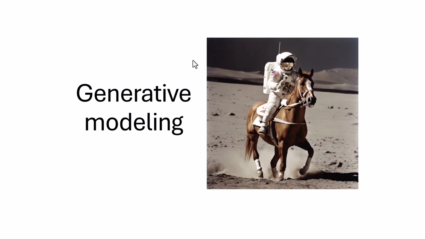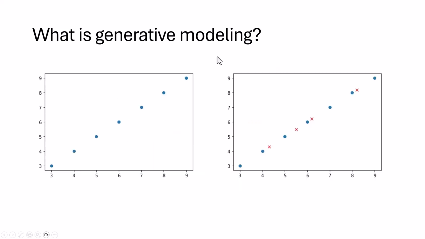Okay, so let's talk about generative modeling in general. Generative modeling means having a data set and trying to find new samples for that data. For example, here I have some data points. I try to find the relationship between these points. These points probably belong to a line, so I draw a line, then I sample from that line, right? And this will give me my new data.